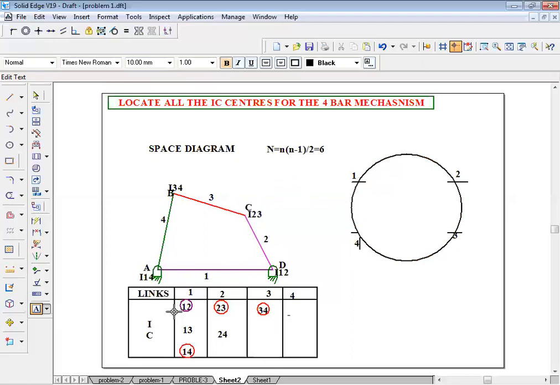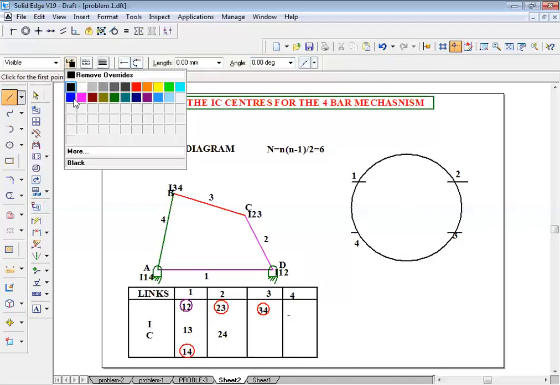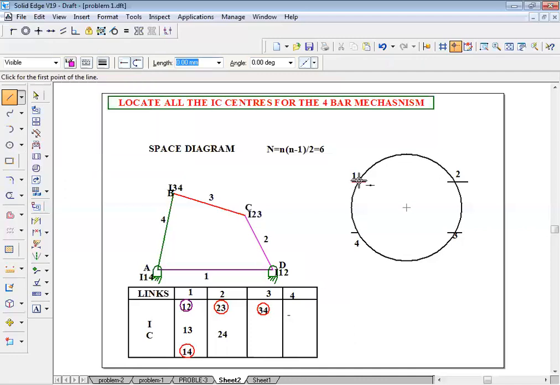So that is I12. I12 I know completely. That is already located. That is a fixed one. That's why I'm going to draw it as a thick line. Let us take a different color now. I'm going to draw this with a thick line.